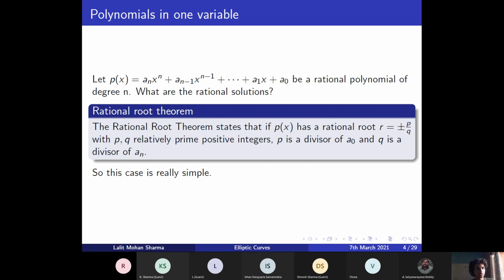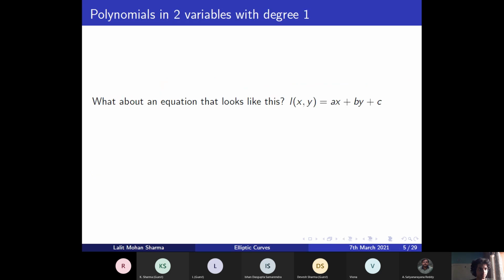So this was polynomials in just one variable. Now we're talking about polynomials in two variables. Otherwise it would be too general and too difficult to talk about, so we'll just go degree by degree. Suppose you have an equation that looks like this, and this is a rational equation. So A, B, C are all rational numbers. How can we find the rational solutions of this equation?